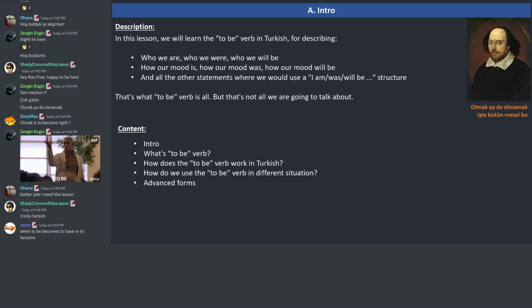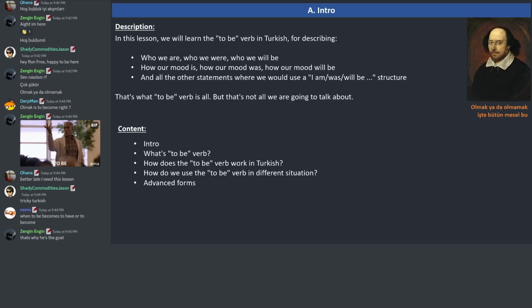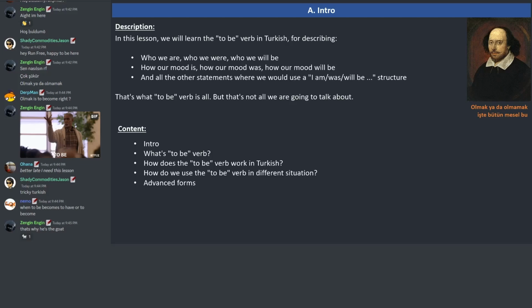So I will try to keep this very beginner friendly or very learner friendly. I will try to avoid all the linguistic terms. I will try to avoid the grammar. I will just try to make this easy to understand for everyone. So we have these main topics like what's to be, how does it work in Turkish, and how do we use it in different situations, and finally the advanced forms.